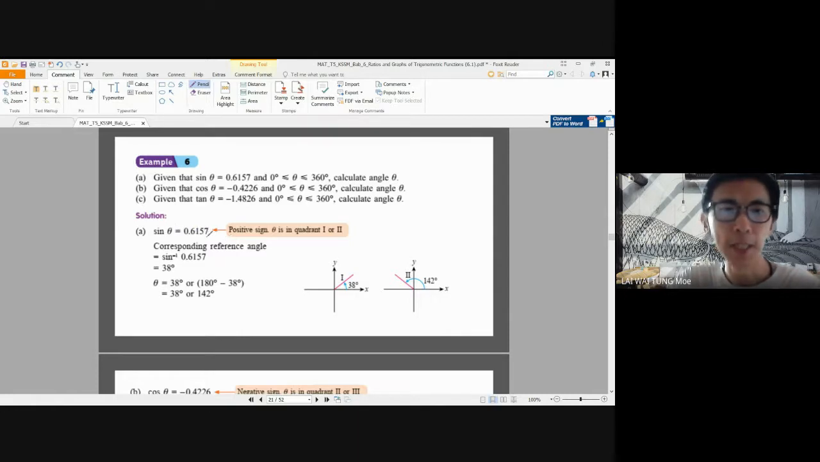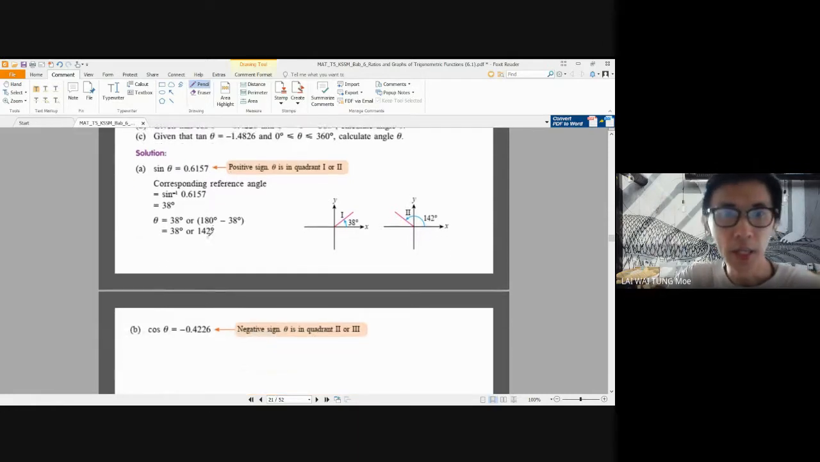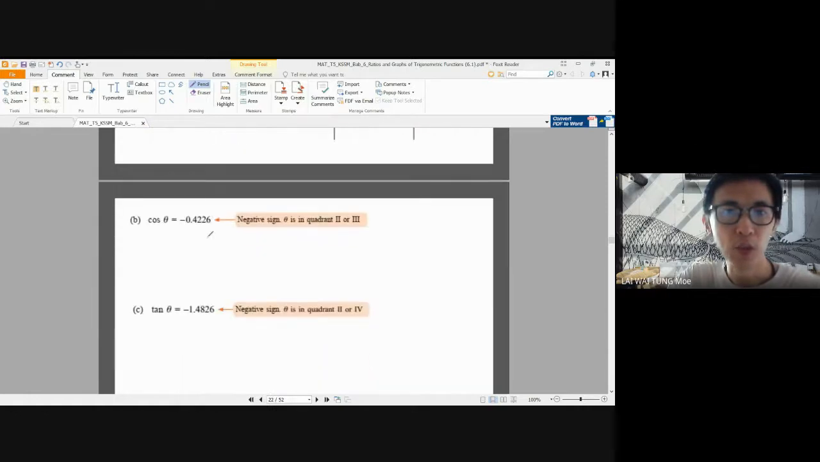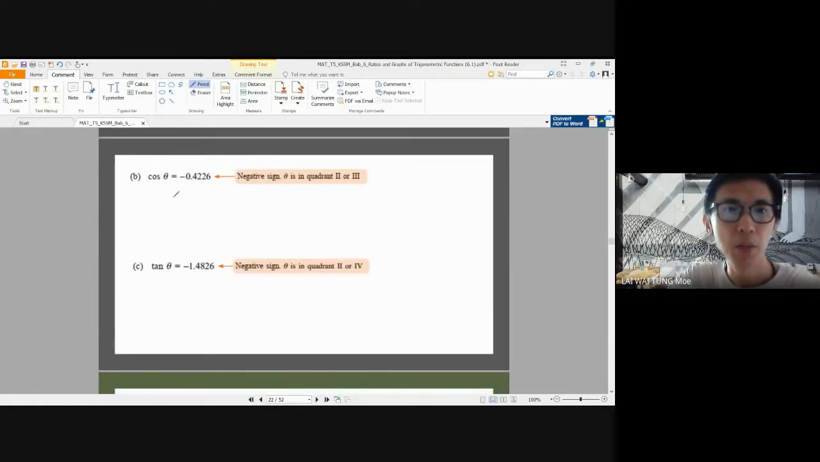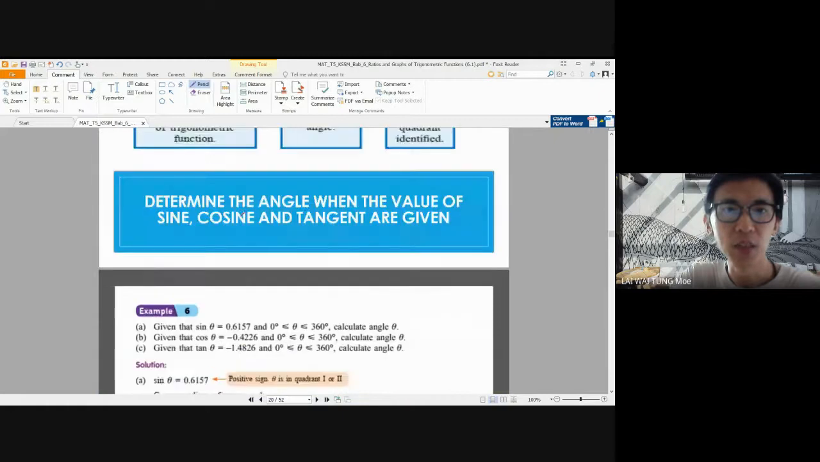Okay, this question, we do this one. Okay, B. Given cos theta is equal to negative 0.4226. So what is the angle of theta? First of all, what we do is we can look back at this one.